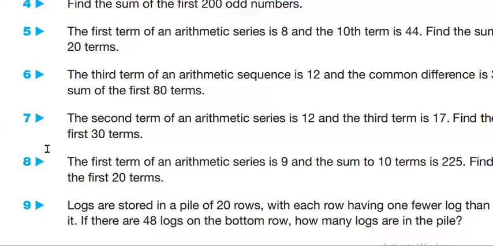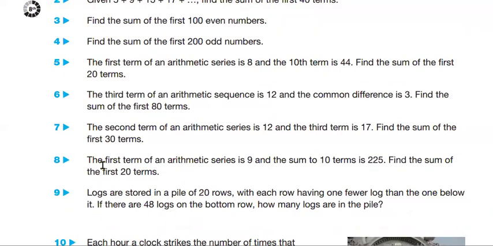For example, here, let's zoom out. The first term is 9. Here, the sum of the 10 terms is 225. Find the sum of the first 20 terms. This is a very important question because they already gave you the sum of some terms. You're going to use it because you already have the A, but you don't have the D. So you're going to use it to find the D. You have the N here, and then use the D with the A to find the sum of the 20 terms. Let's do this question.